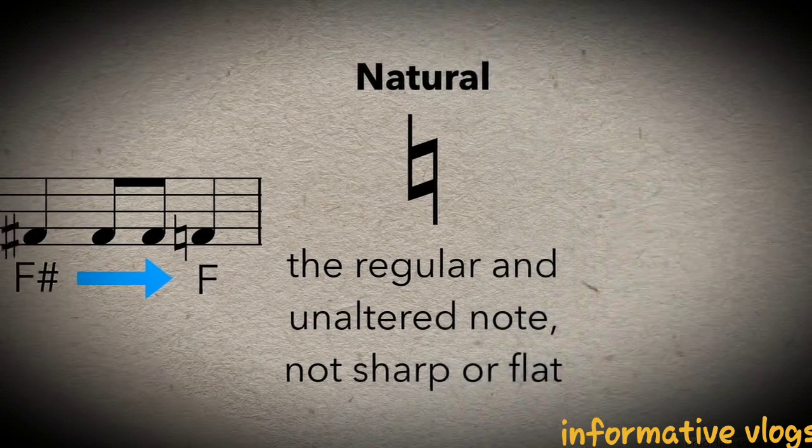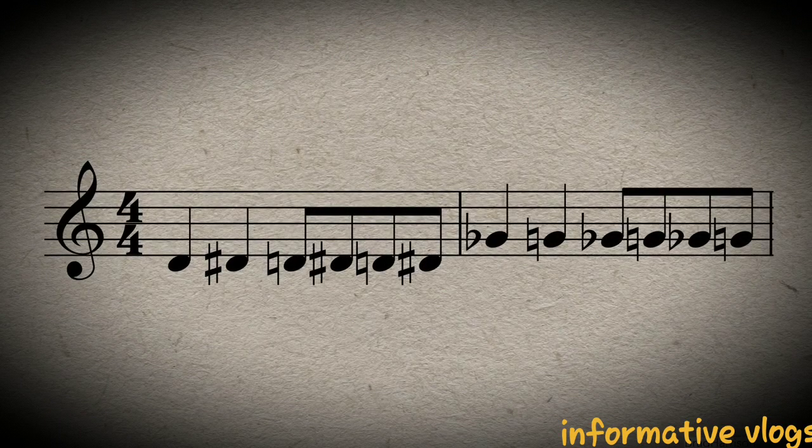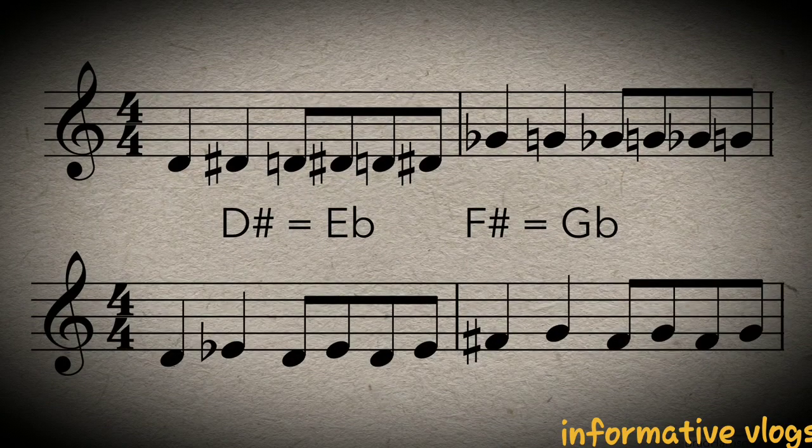If you wanted to switch back and forth between a sharp or flat note and its natural, it could get a little cluttered and difficult to read. But if you'll remember that some notes have 2 names, like D sharp and E flat, as well as F sharp and G flat, you can rewrite these bars like this, which is a lot easier to read but still sounds the same.